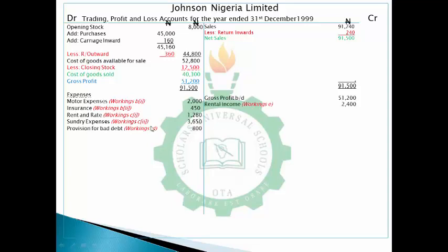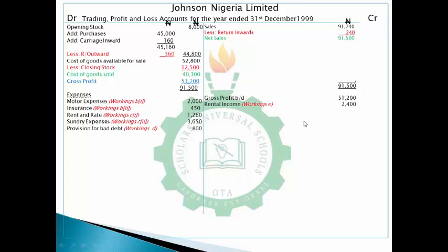Now the next part, which is E, my rental income, additional information E. I told you that the rental income is 2,400. Even though I am yet to get that income, of course I have earned it, so I have to show that I have earned it. So I'm showing income, and don't forget income is always on the credit side. So credit side 2,400. I'll be adding it to my gross profit.